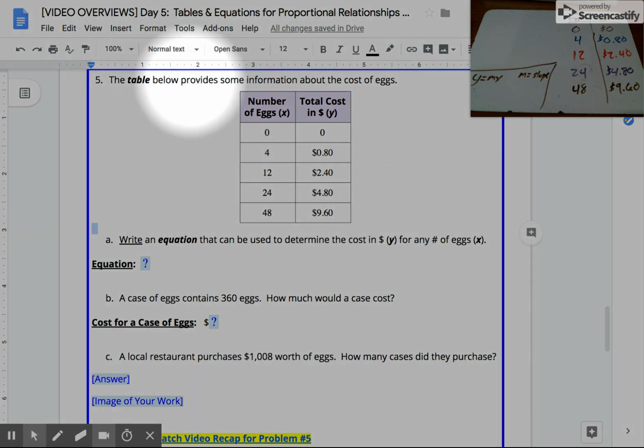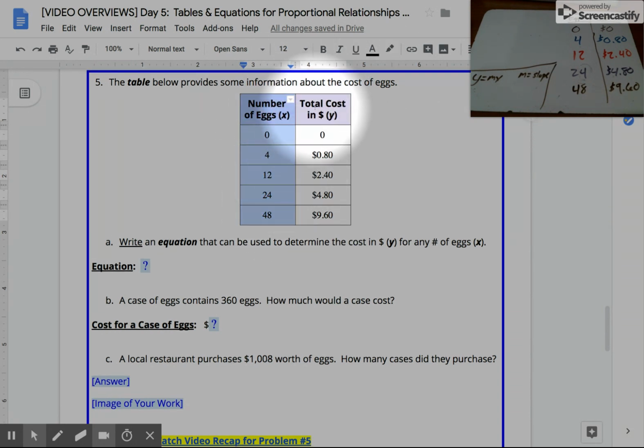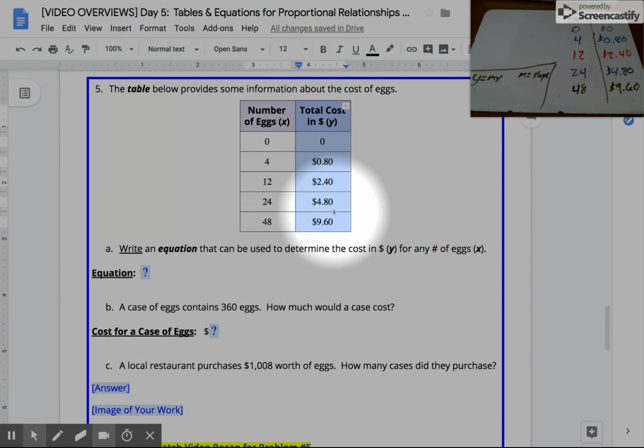Problem 5 gives us a table that provides information about the cost of eggs. We see the first column, the X column, is talking about the number of eggs, and then the second column, the Y column, tells us about the total cost in dollars for each of those eggs.